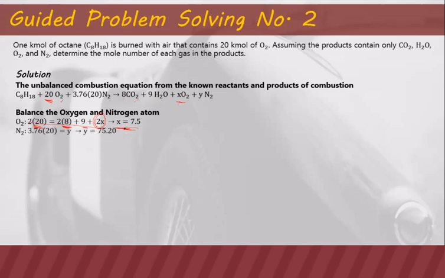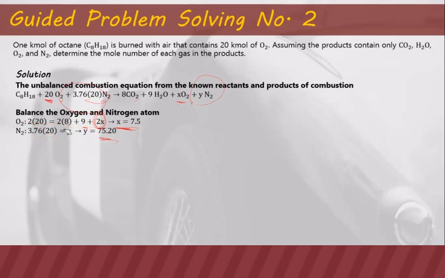And for the nitrogen atom, we will have to count the number of moles of atoms of nitrogen on the left side and on the right side. So we have 3.76 times 20 here, and then on the right side, we just have this one. That's why we have Y. We did not include the number of atoms of nitrogen because they are the same anyway, it will just cancel out. That's why Y is 75.2.